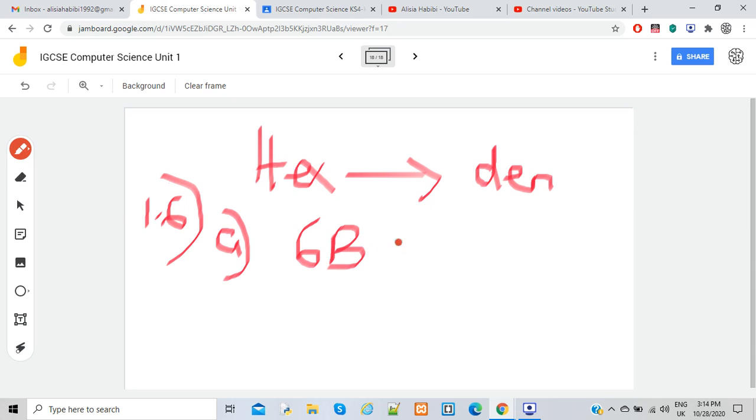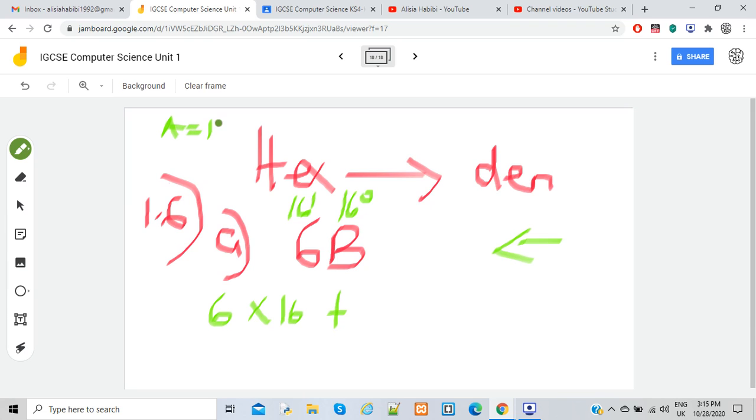As I said, the first step is to write the powers of 16 on top of each of these hexadecimal values, looking from right to left. So the first power is 16 to the power of 0. The second one is 16 to the power of 1. And then, of course, we're going to multiply these values by the powers of 16. So 6 times 16, which is 16 to the power of 1, plus B, and we know that B is actually 11. Remember we said A in hexadecimal is 10.